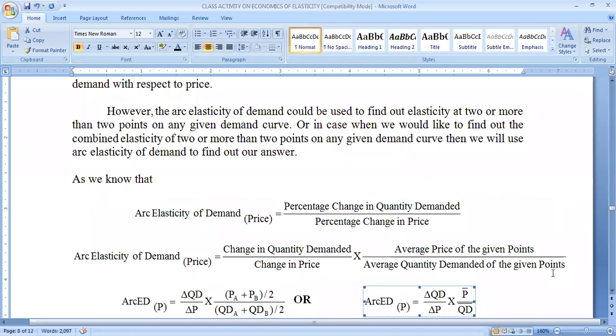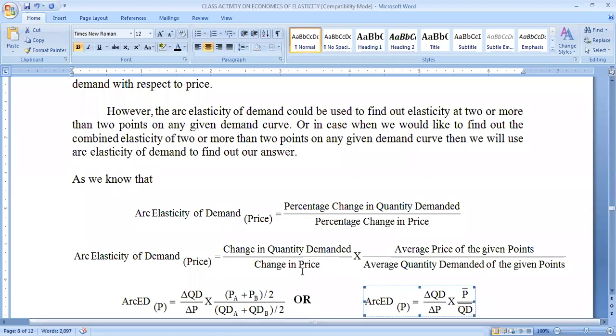Dividing 270 upon three, the number of quantities. So 270 divided by 3 equals 90. So average quantity demanded equals 90. So the percentage change in quantity demanded can be written as delta QD divided by average quantity of 3 points, right? Which is 90. Similarly, percentage change in price can be written as change in price divided by average price of the given points.